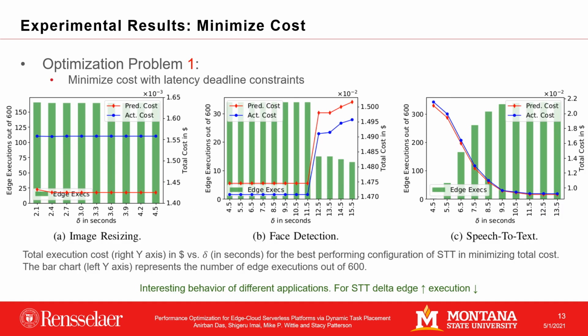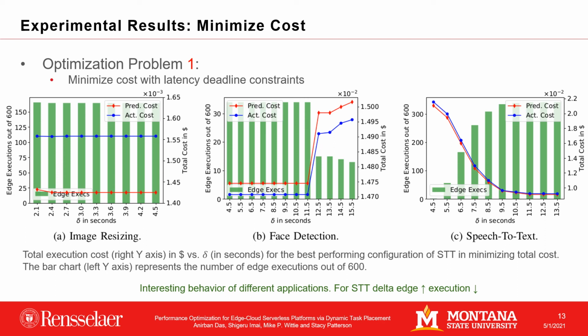So we now consider the experimental results. We study the performance of our framework based on extensive simulations, and these are the results. The first result that we obtain is for minimizing costs. So this is the optimization problem 1 that I mentioned. Here we minimize cost subject to some latency deadline per job. On the x-axis of all of these figures, we have increasing deadline per job, and on the y-axis we have the total cost. This is on the left y-axis, and on the right, the green bars represent the percentage of jobs which run at the edge out of the total number of jobs.